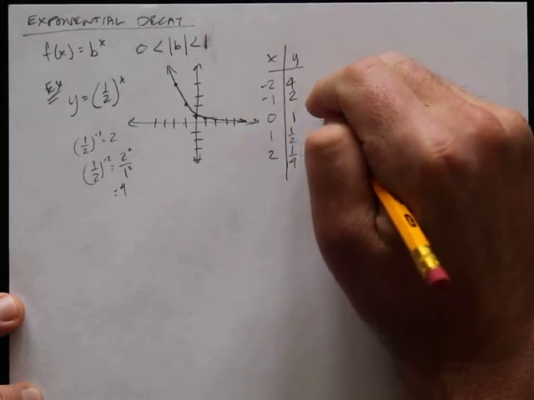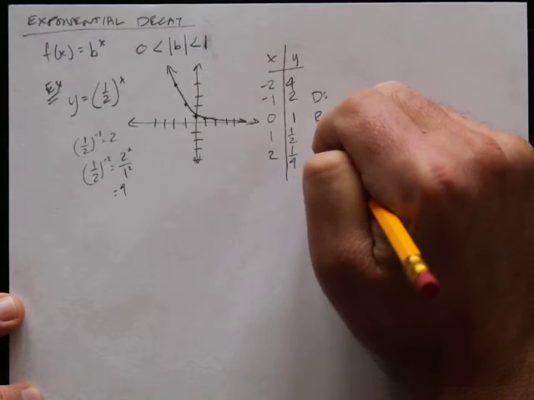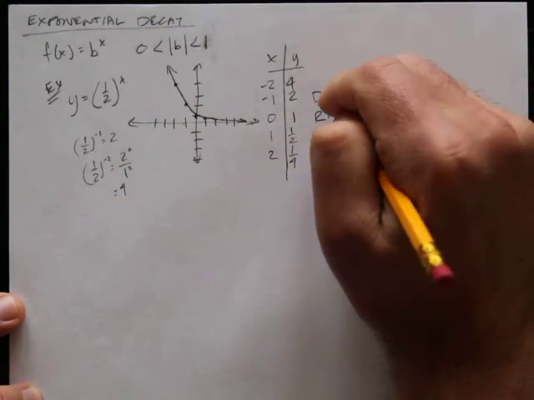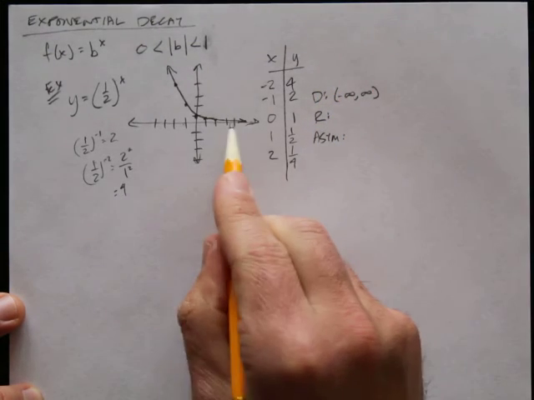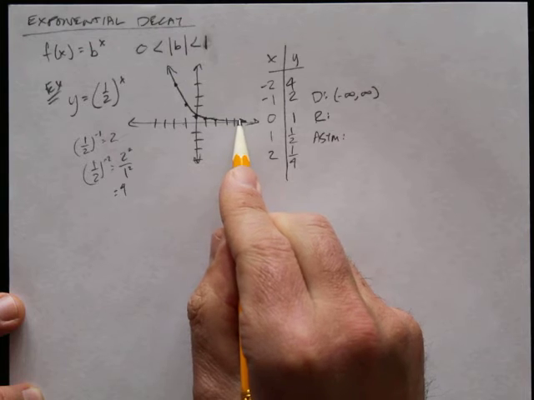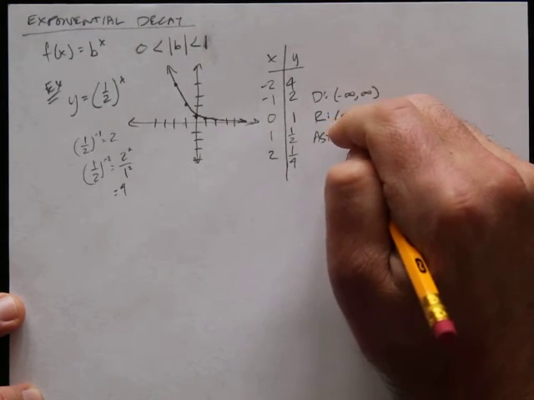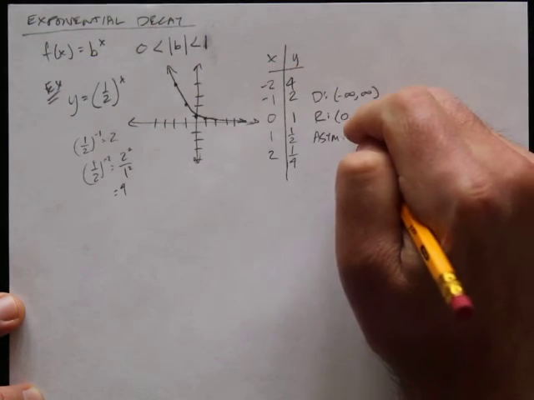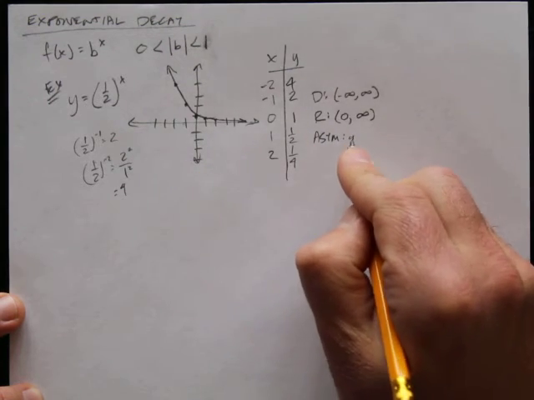So I have the domain and the range and the asymptote. The domain goes all the way to the left and all the way to the right, so it goes -infinity to +infinity. For the range, it gets as close as it can to 0 but never gets there, so 0 with a soft bracket, and it goes all the way up to infinity. Now the asymptote is y equals 0.